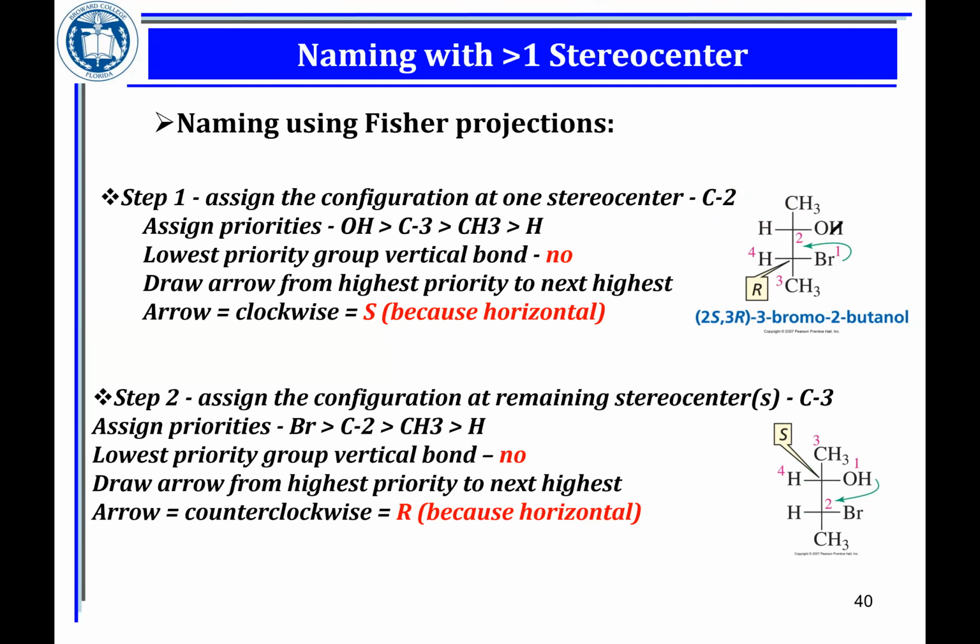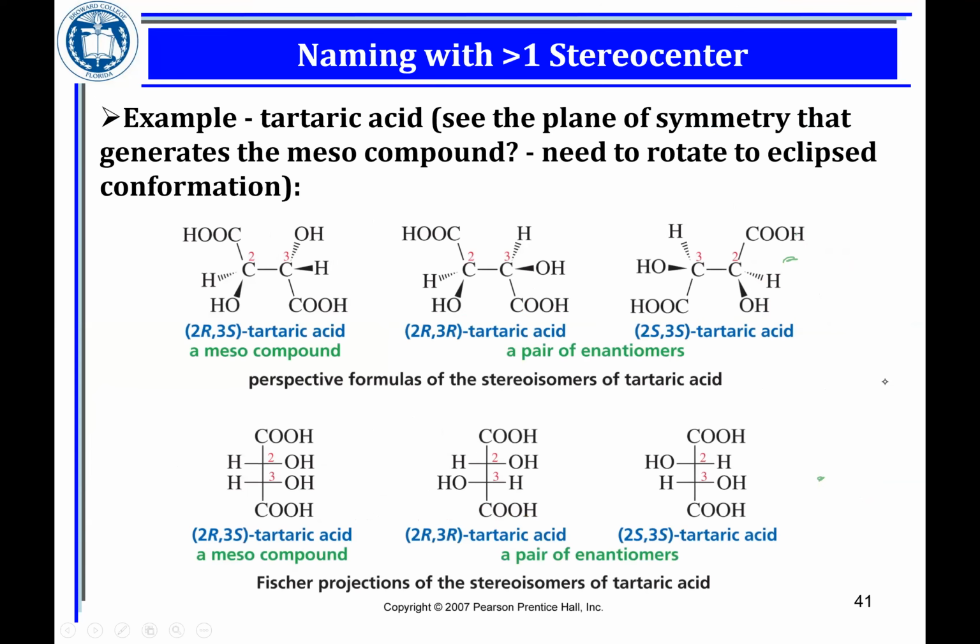The top one is showing the configuration for 3R, and the bottom is showing for the 2S, but we practiced the other two. How would you determine? Okay, so you have to pay attention if the lowest priority is on the horizontal or vertical line in order to say if clockwise is R or if clockwise is S.